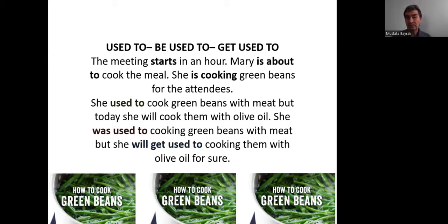She was used to cooking green beans with meat as a habit. Yes, she was used to cooking green beans with meat, but she will get used to cooking them with olive oil for sure. She will get accustomed to it. She will get used to it, and with time, she will be familiar with cooking green beans with olive oil. Yes, this is the summary of the previous video.